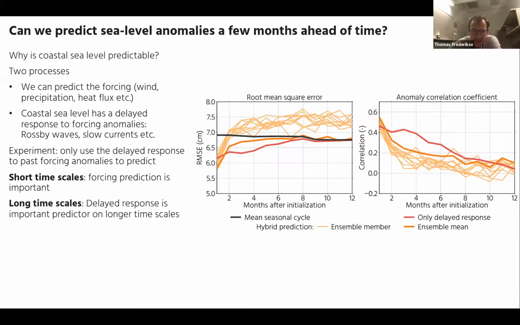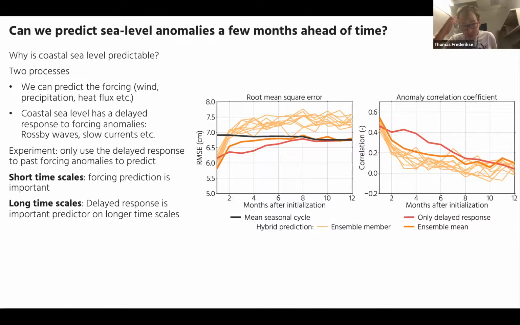We can separate them out with an experiment where we only use the sensitivities towards observed forcing. And what's interesting here is that on very short timescales, it's really the prediction of the forcing that makes the forecast better. But on longer timescales, the predictability of sea level in Charleston up to a few months ahead of time is provided by this delayed response to open ocean forcing. You see that both these mechanisms, the short-term response to predicted forcing as well as the slow response to observed forcing, provide predictability. The longer the time scale, the more important this delayed response will be.